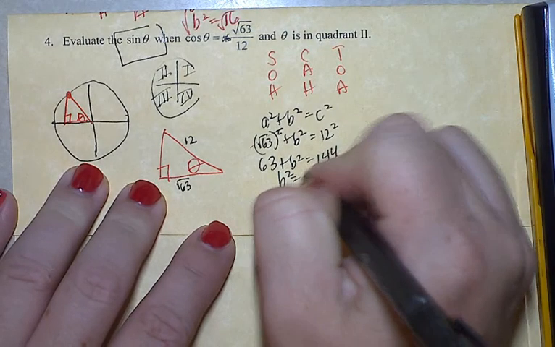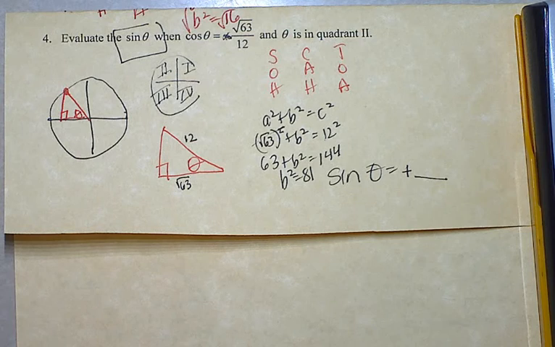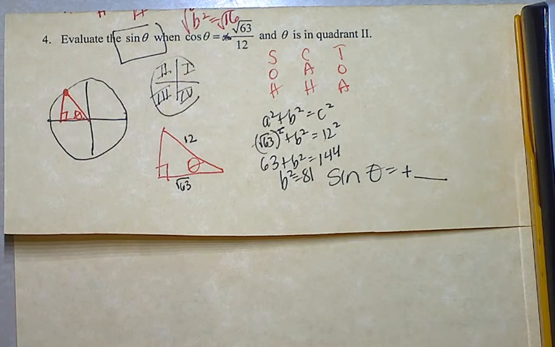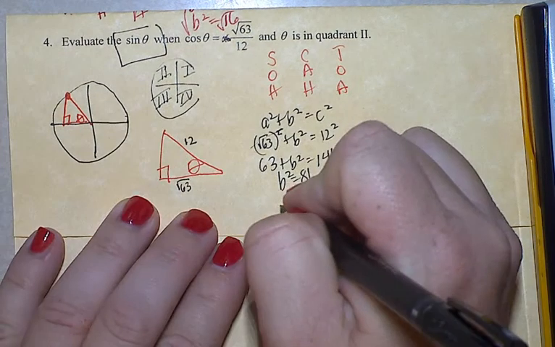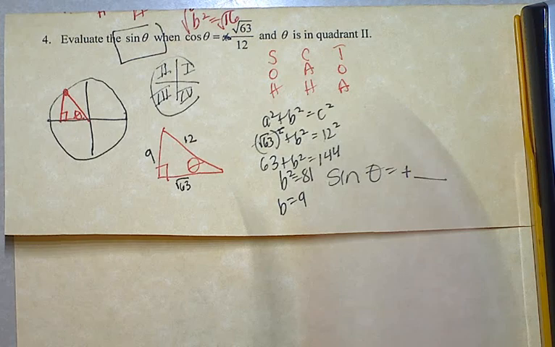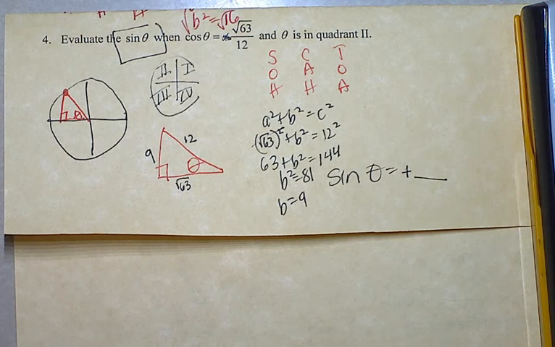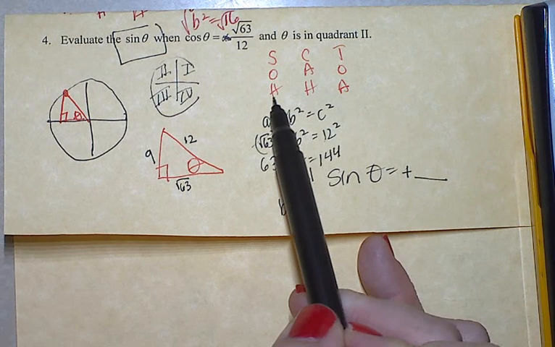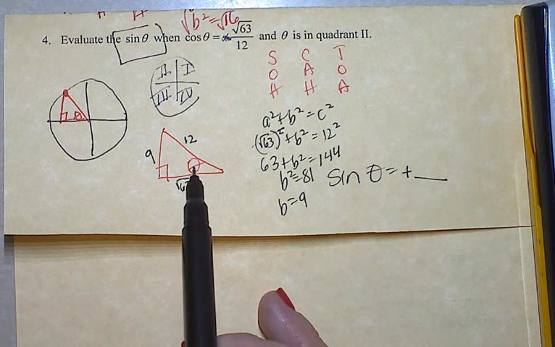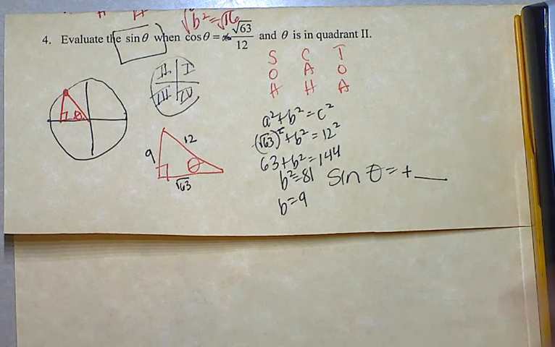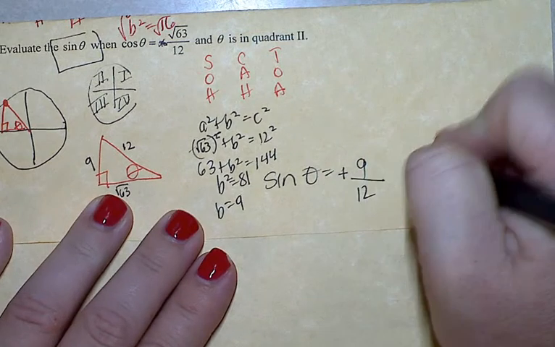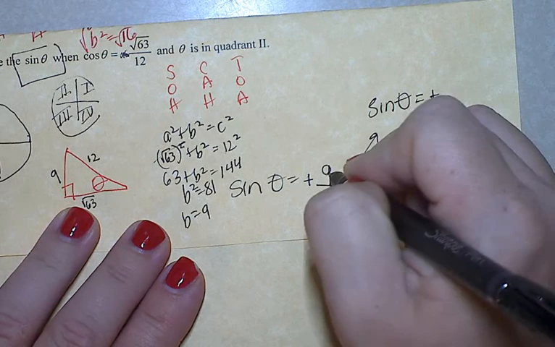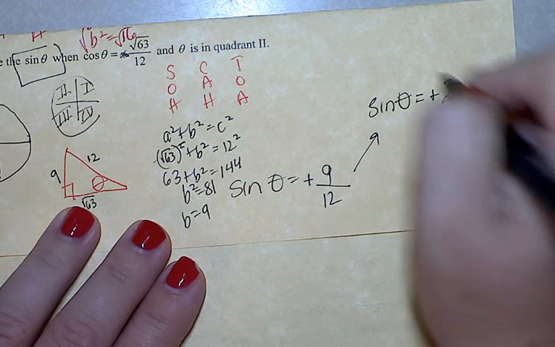B squared equals 81. When you solve this again, you're going to get a plus or minus. In this case, it's plus or minus 9. But B represents the length of a side of a triangle, and lengths are only positive values. So B equals 9. How do we find the sine? Sine is opposite over hypotenuse. Opposite is 9, hypotenuse is 12. 9 twelfths can be reduced. 9 twelfths reduces to divide by 3, divide by 3. There's your final answer.